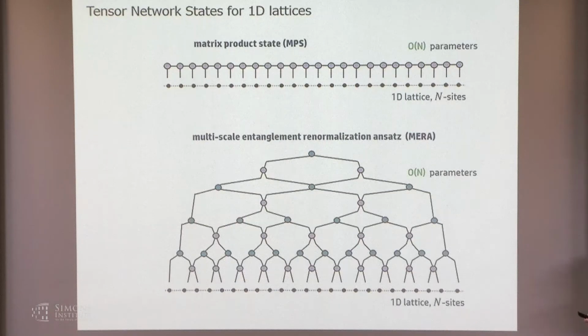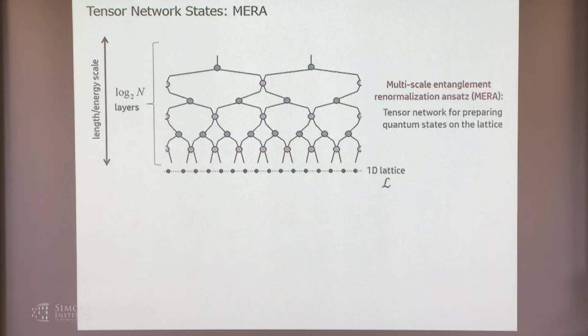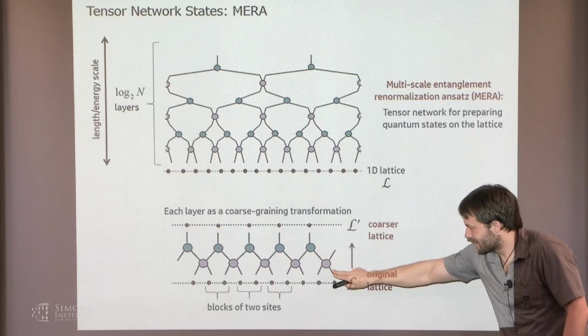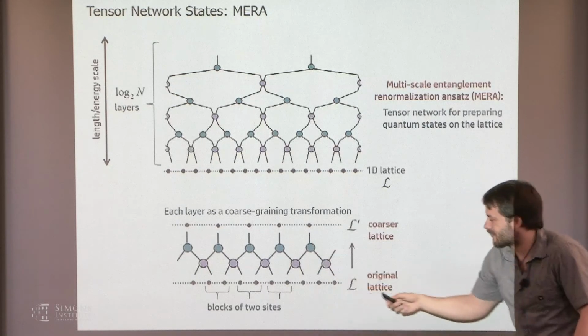Okay, so these are two structures we're going to compare from the beginning. Both are structures for 1D lattices of n sites, both structures that have order n parameters. So matrix product state, and this one called multi-scale entanglement renormalization ansatz, or MERA. Okay. So it's a much more complicated structure. However, we shouldn't be too scared. I just have some 4-index tensors and some 3-index tensors.